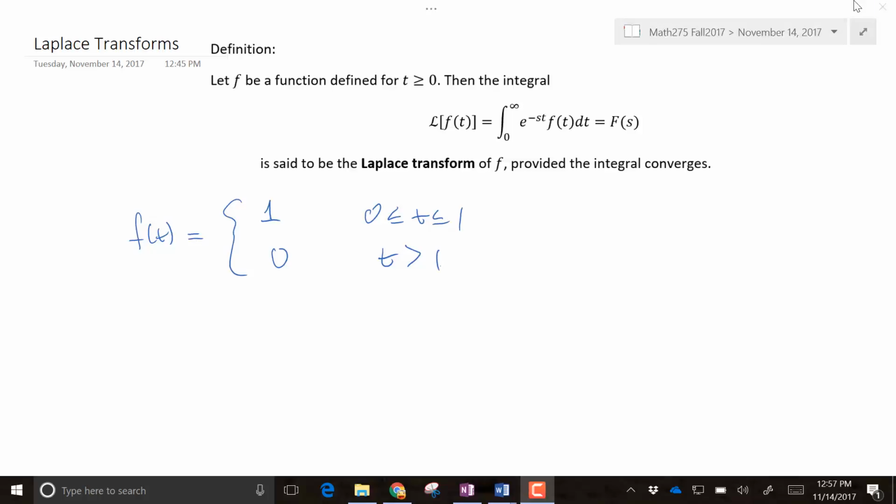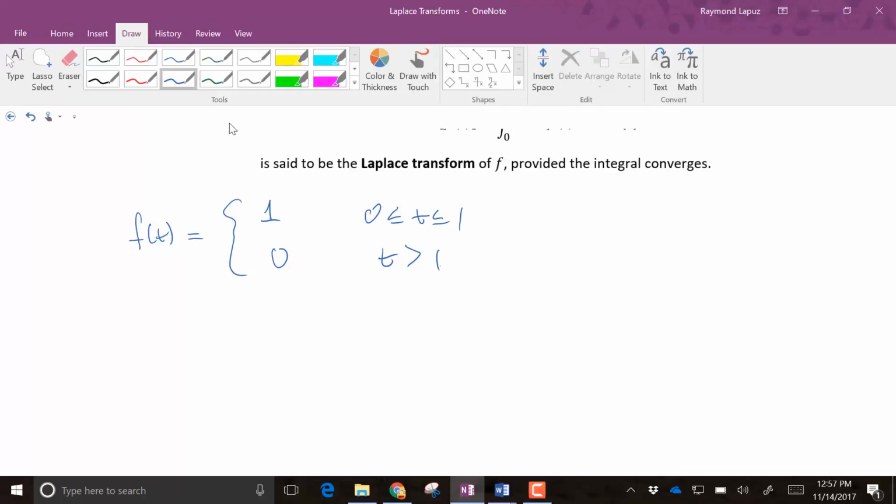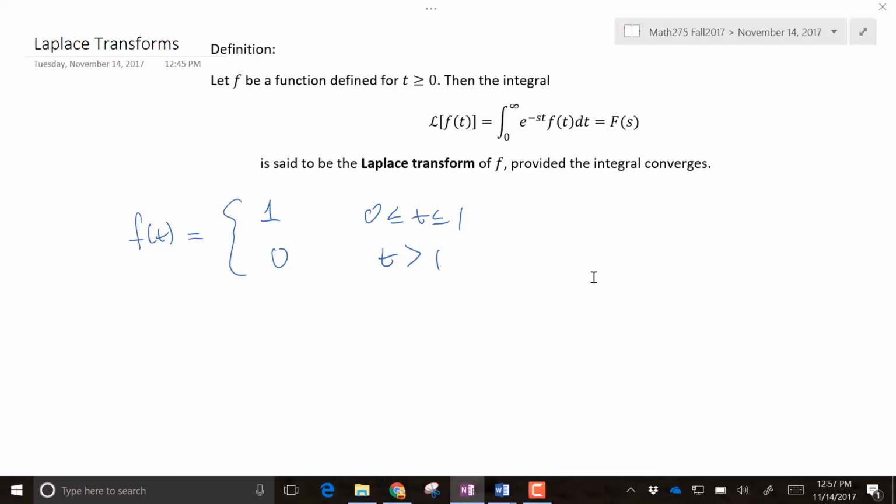This is our function. It's a piecewise function, and when we get this ready for the integral, we're going to have to break the integral up into two pieces. So let's do that. Our Laplace transform of this function is going to be an integral, and let me generically copy the integral first. And then, realizing that this is a piecewise function, it has a certain function for going from 0 to 1.